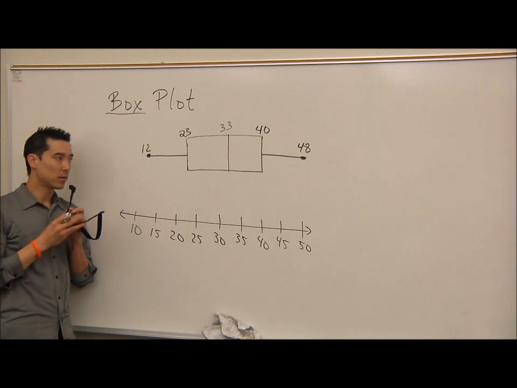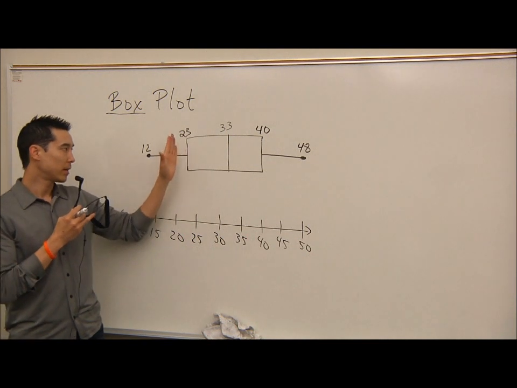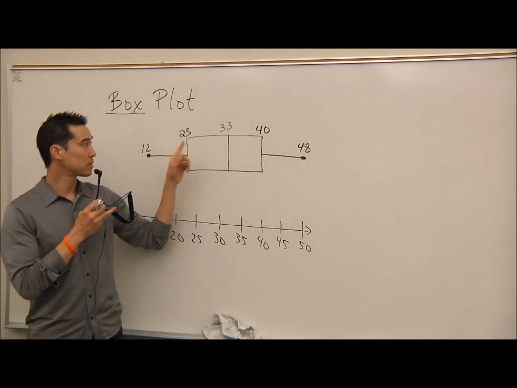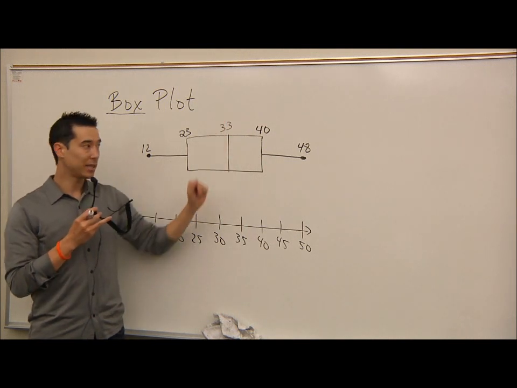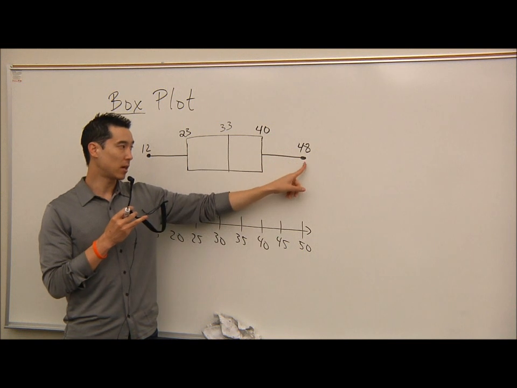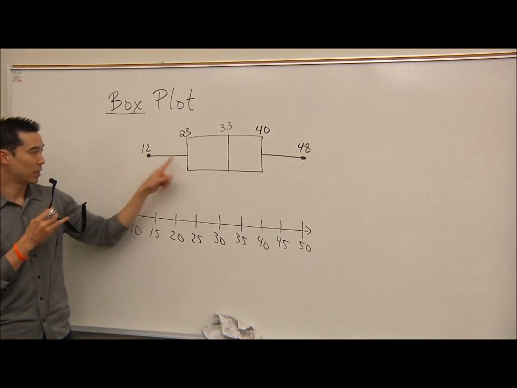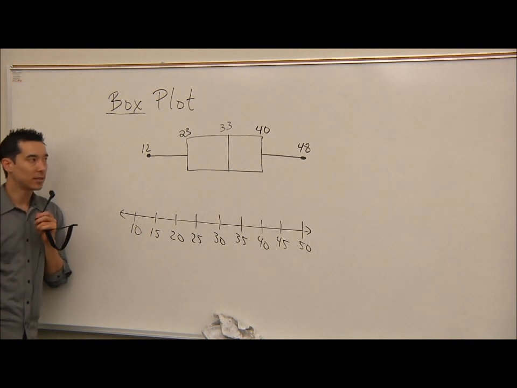Okay? So there's 5 things and they're displayed. The lower hinge and the upper hinge of the box is Q1 and Q3. There's a vertical line that represents the median. And then your maximum value is just a dot, and your minimum value is just a dot with a line extending from the box. Okay? It's really quick and easy, and it's called a box plot.